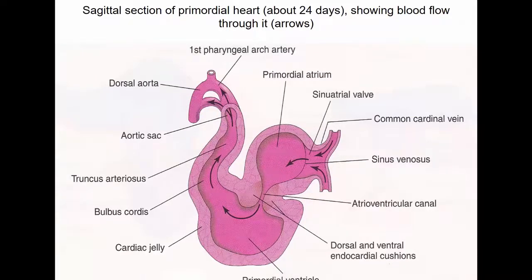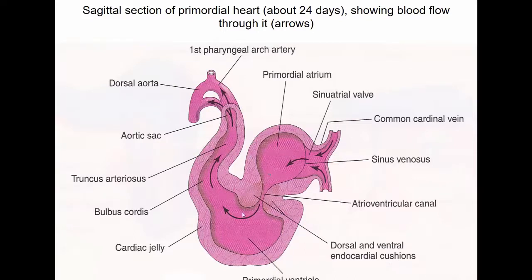And this is a view of the heart in 24 days, showing blood flow through it. Because I told you during 22 to 23 days, blood flow starts to give nutrition to the fetus. This is a sagittal section of the primordial heart, 24 days. Look at the arrow. These two are the sinus venosus, and this is the sinuatrial valve. This is the primordial atrium. This will form the atrioventricular valve here. The septum is not yet formed.